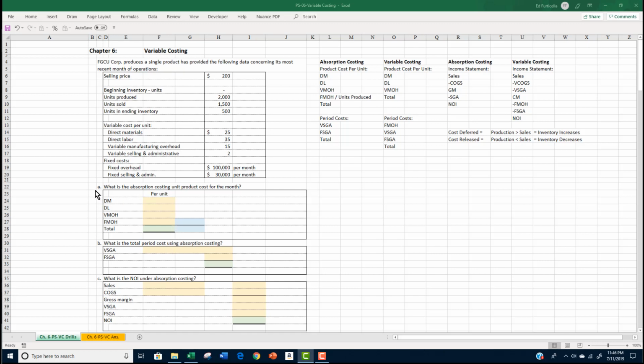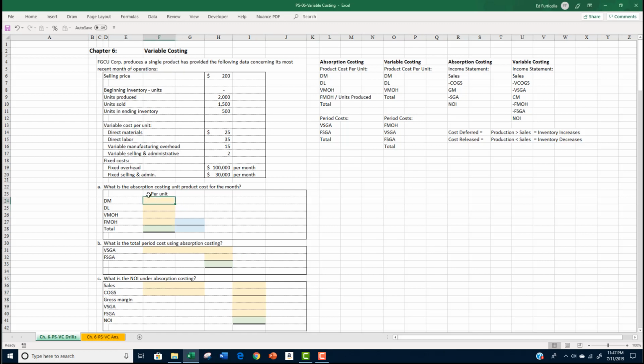The first questions deal with absorption costing. The first question says, what's absorption costing unit product costs for the month? We look over here. Product costs include direct material, direct labor, variable manufacturing overhead, and some fixed manufacturing overhead. So in the box, we need to have direct material, direct labor, variable manufacturing overhead, and some fixed manufacturing overhead. We're going to do everything on a per unit basis here, so we're going to put per unit up here.